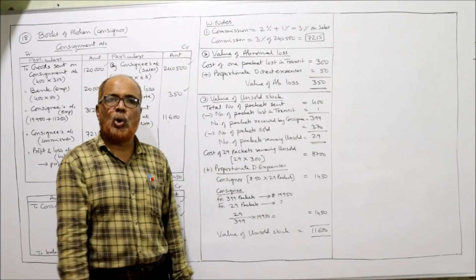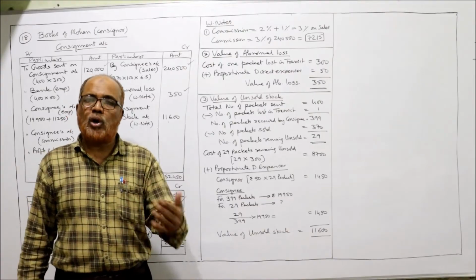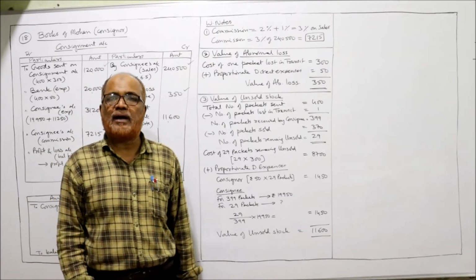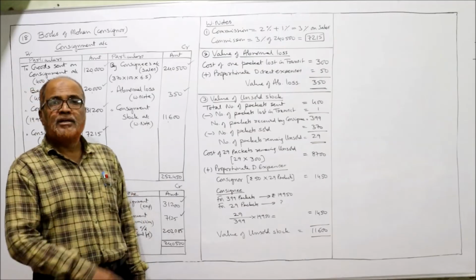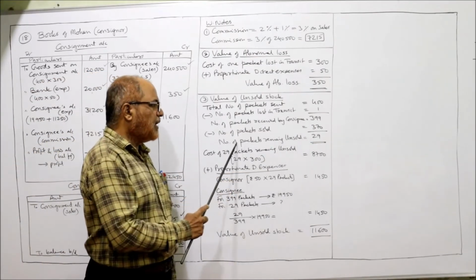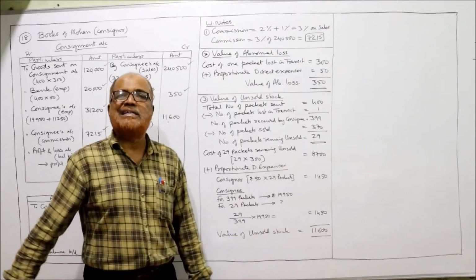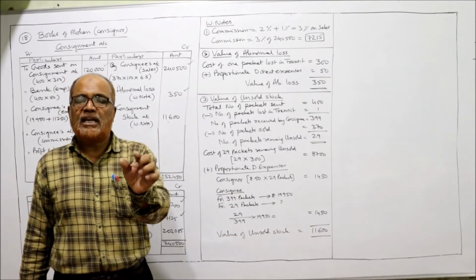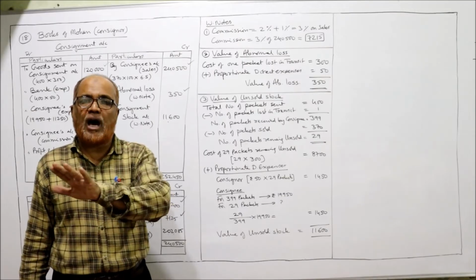Number of packets sold. How many packets are sold by the consignee? 370 packets, we have already taken here. 370 packets are sold, so deduct 370. So the remaining number of packets unsold is 29. 29 packets of lipsticks are unsold.